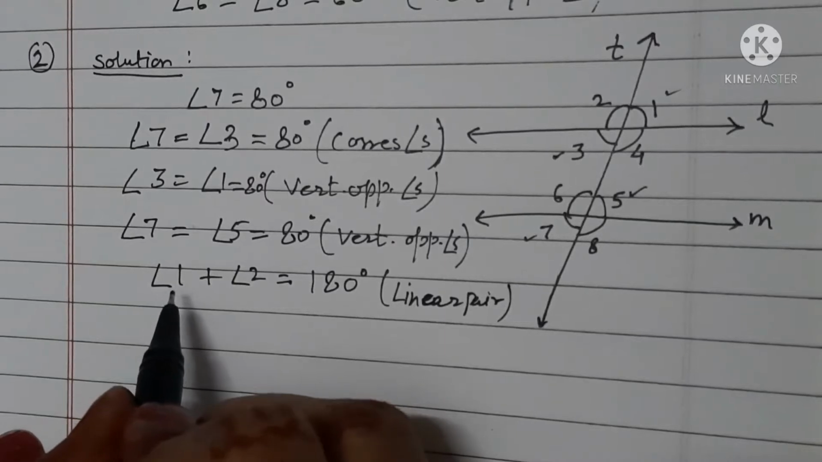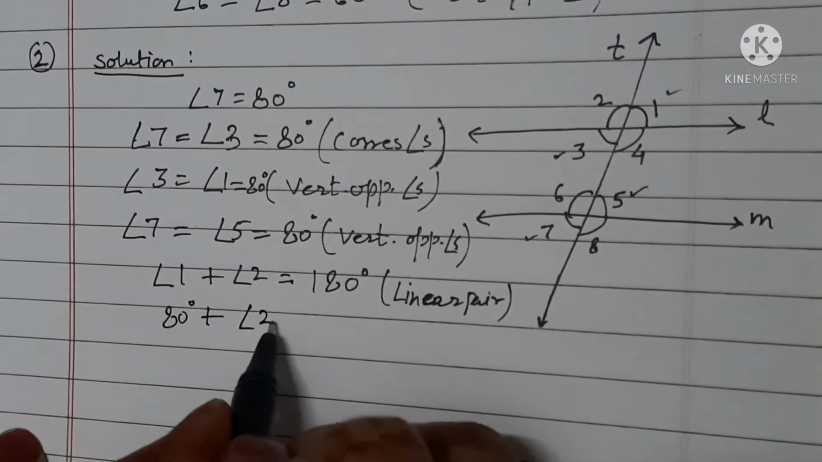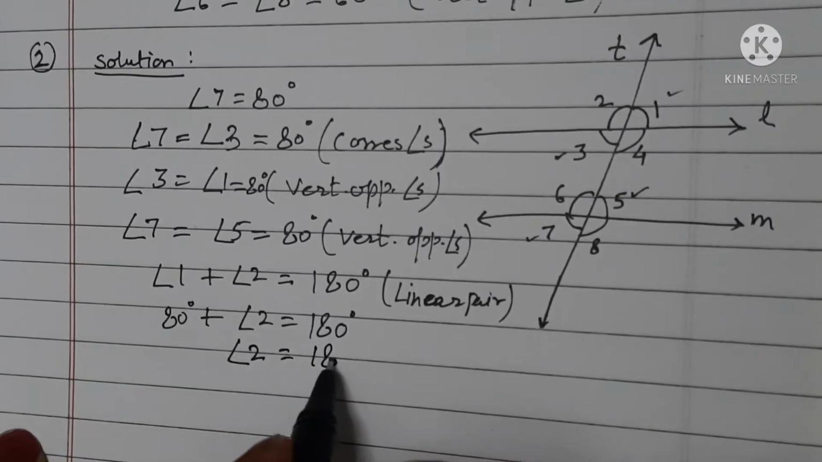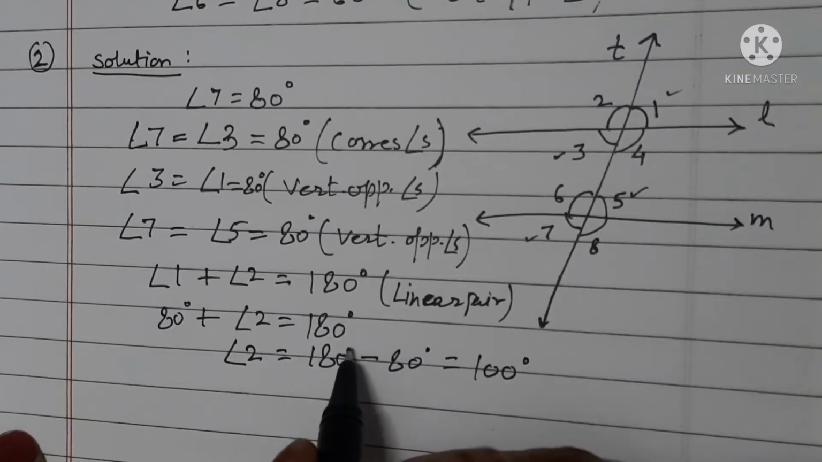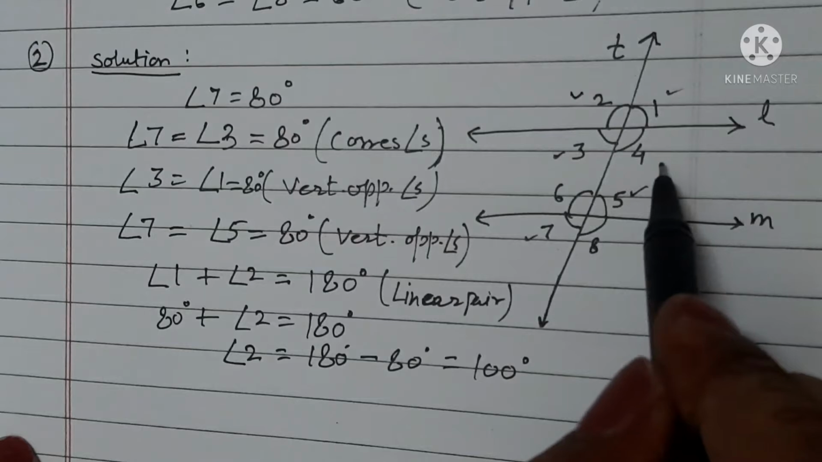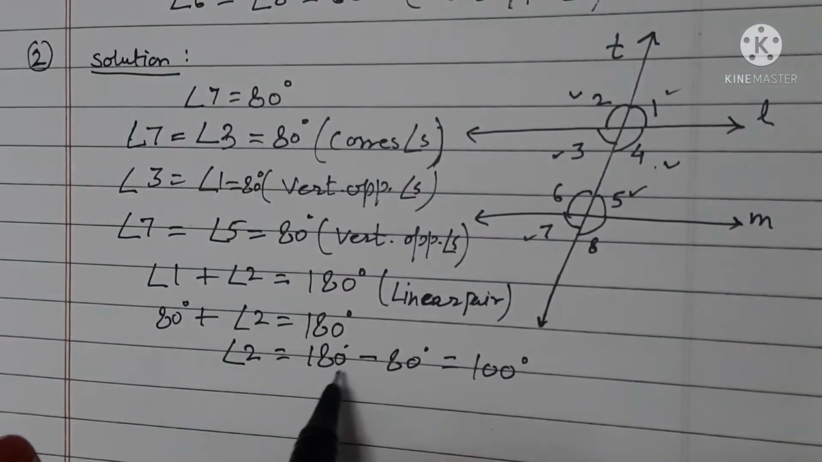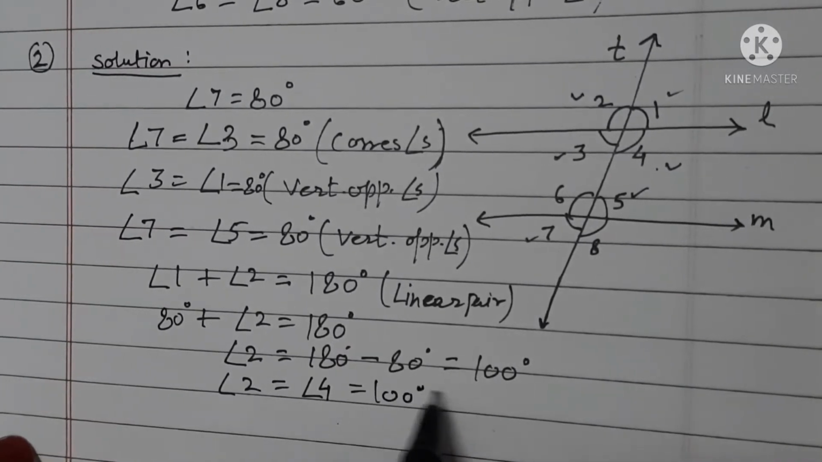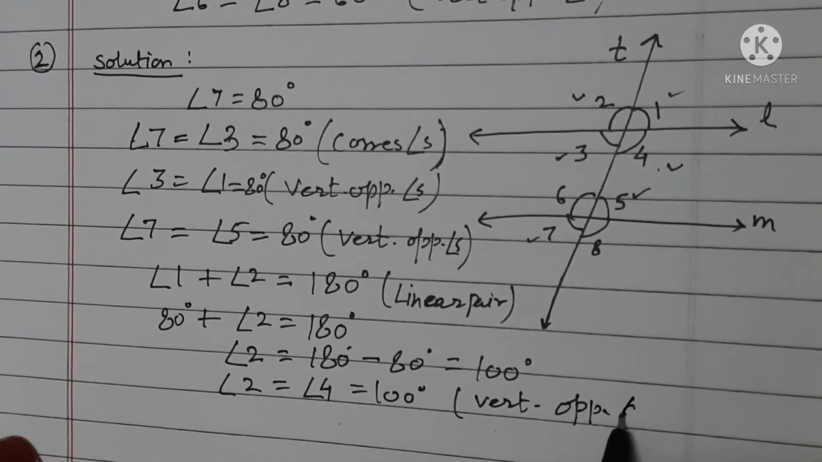Now what is angle 1? You have already found out, 80 degree plus angle 2 is equal to 180 degree, and subtract 180 minus 80. So you will get 100 degree. You get angle 2 100 degree and angle 4 also, because these are vertically opposite angles. So right here angle 2 is equal to angle 4 is equal to 100 degree, and the reason is vertically opposite angles are equal.